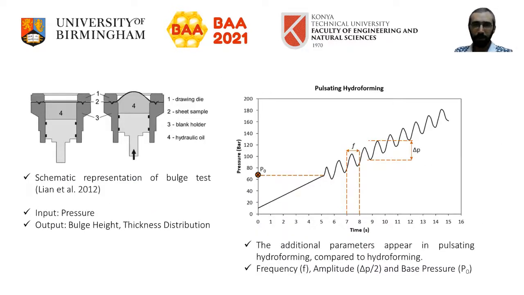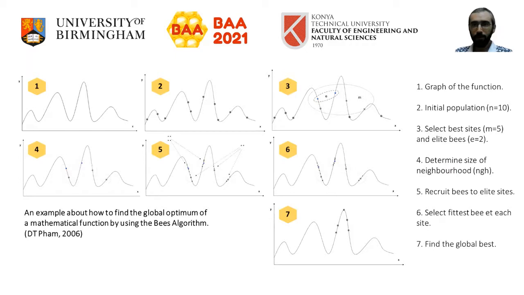So basically, this is a hydraulic pulse test. Our input is pressure and output is bulge height of the specimen and thickness distribution of the specimen. As you can see here, additional parameters appear in pulsating hydroforming when compared to traditional hydroforming. These are the frequency, amplitude, and base pressure. It is clear that we need to optimize these parameters, and we chose to use the Bayes algorithm.